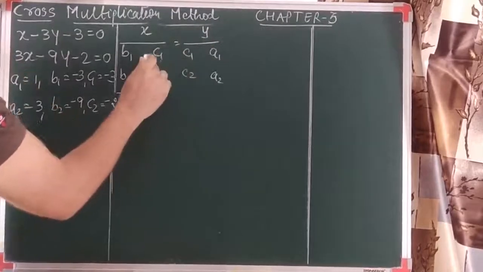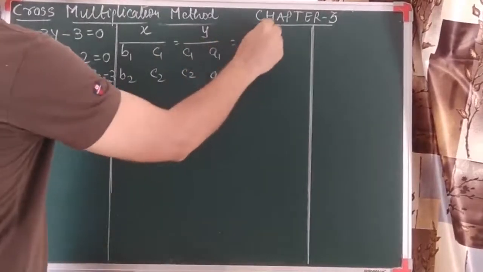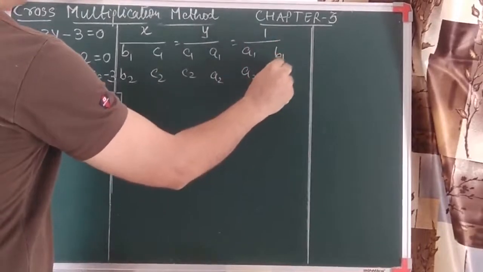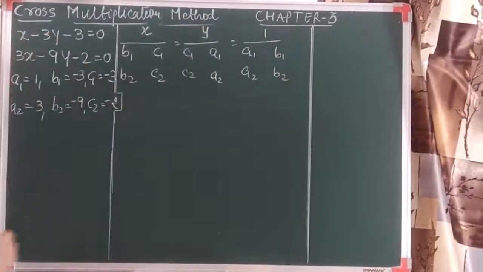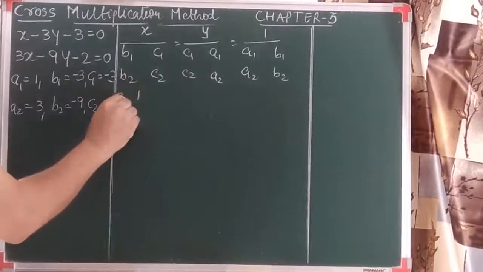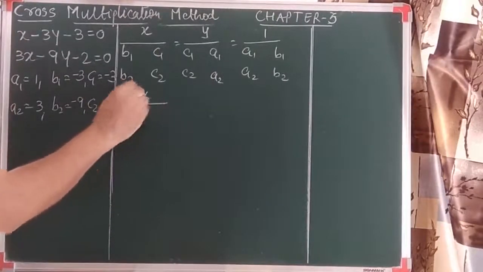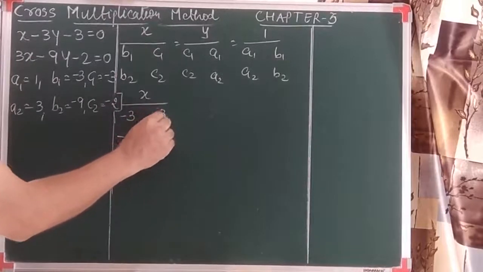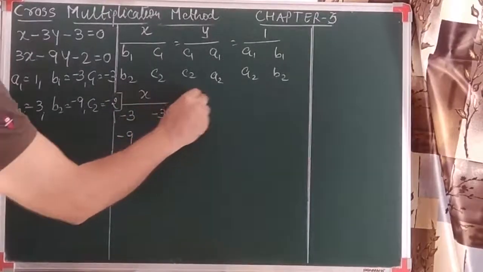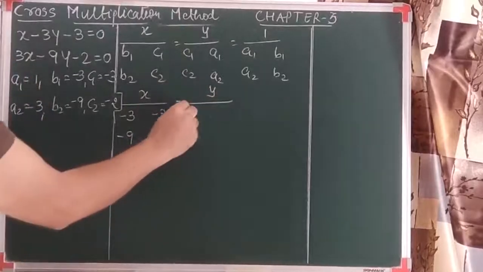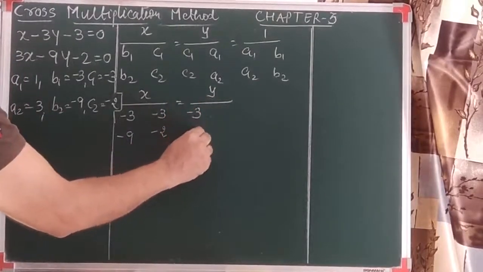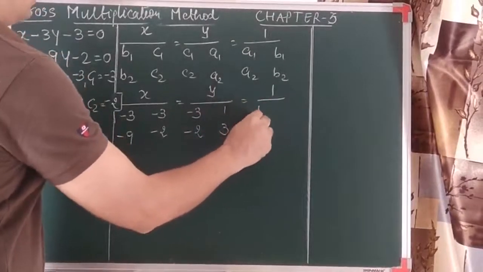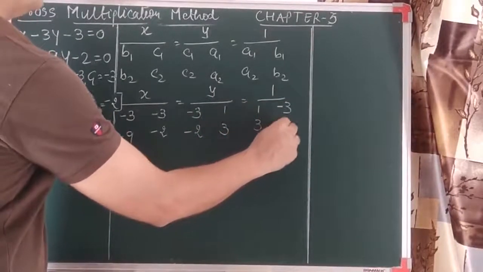You can see that this order remains the same here. Then 1 upon a1, a2 and b1, b2. As it is a constant, so we have written that. Let us substitute all the values. It's b1, b2, minus 3, minus 9, c1, c2, minus 3, minus 2. Y upon c1, c2 and a1, a2. And the constant a1, a2, b1, b2.